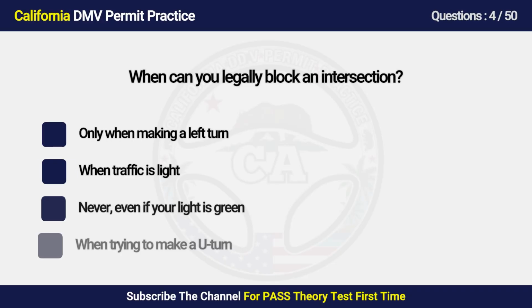Question 4. When can you legally block an intersection? A. Only when making a left turn. B. When traffic is light. C. Never, even if your light is green. D. When trying to make a U-turn.